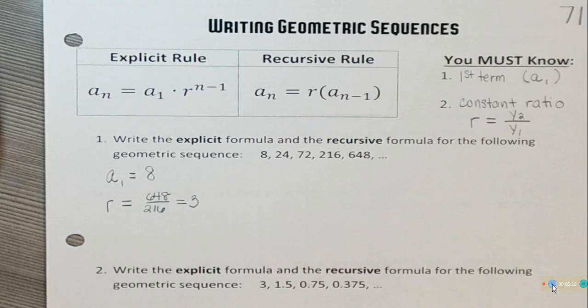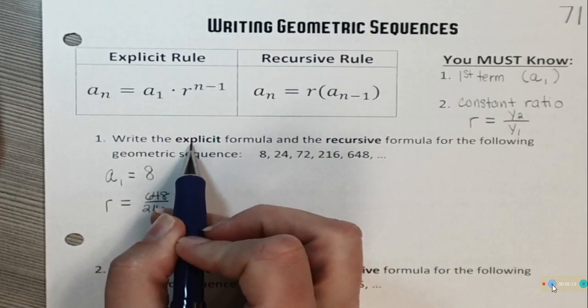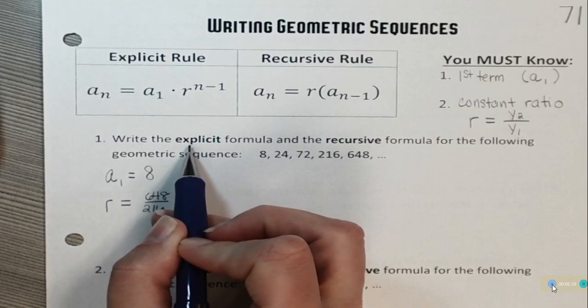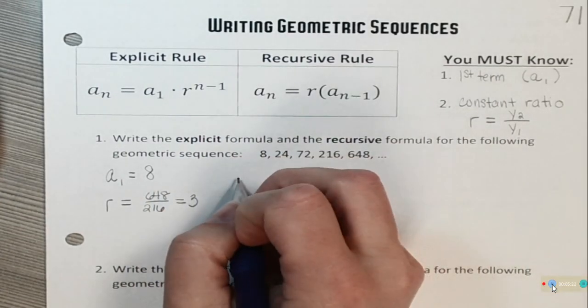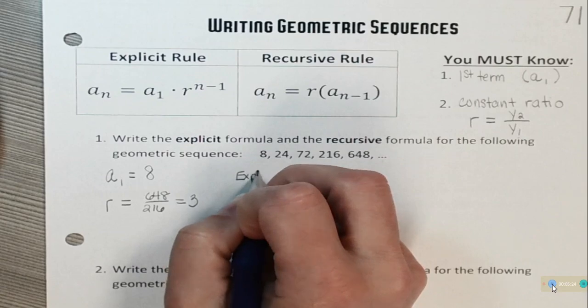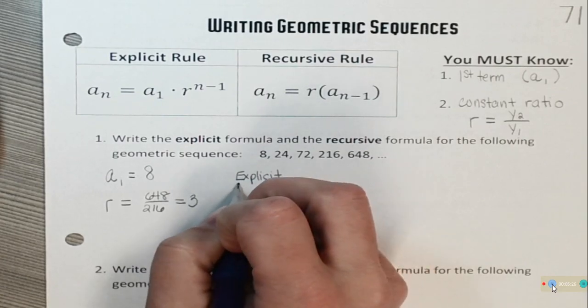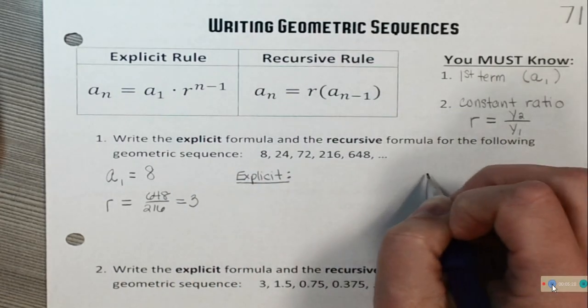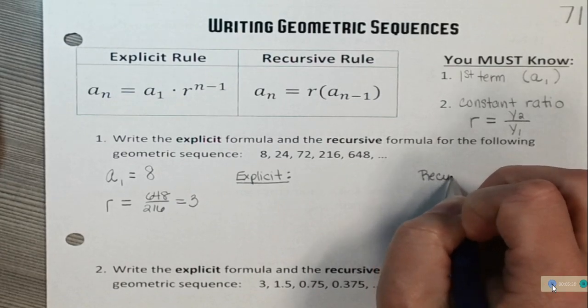Now, they didn't ask me that. They said give me the explicit formula or the explicit rule. Give me the recursive rule. So I'm going to give you the explicit rule, or you're going to help me get the explicit rule, and then we're going to get the recursive rule.